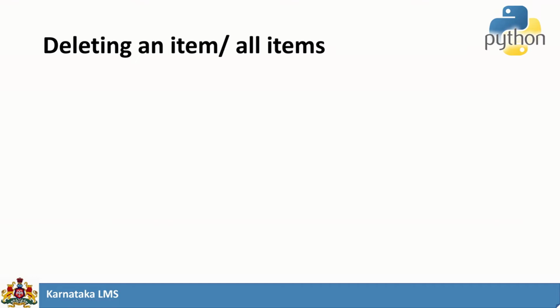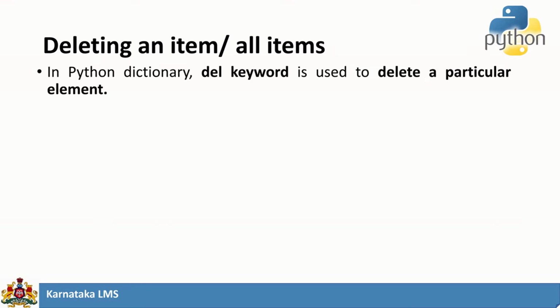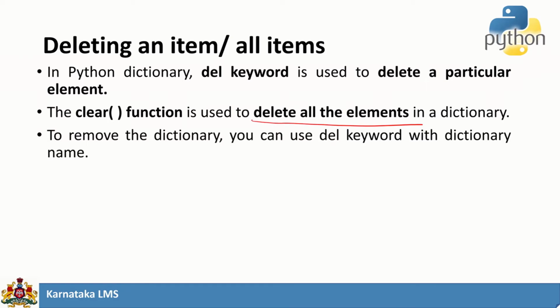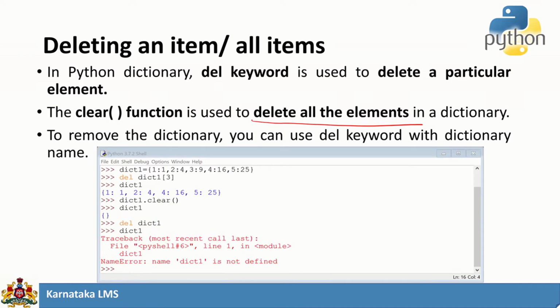Deleting an element or all the items in the dictionary. You can use the del keyword to delete a particular element in the dictionary, or you can use the clear function if you want to delete all the elements. To remove the dictionary itself, you can also use the del keyword with the dictionary name. Let us see the example. We have a dictionary with 1 colon 1, 2 colon 4, 3 colon 9 and so on. Del of dict1 of 3 will delete the element with the key 3. Now the output contains 1 colon 1, 2 colon 4, and 3 is missing.